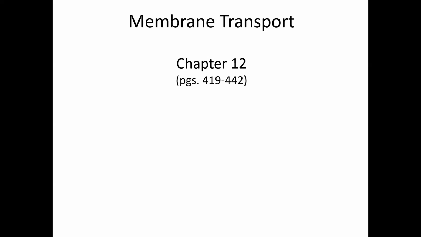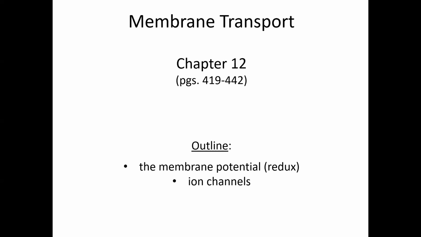And then we have a nice little mini unit on the nervous system, because that's where ion transport is most important. So this will be pages 419 to 442 in the textbook. And today we're going to go back to the membrane potential and talk about that again, but give a little more meat on the bones of that.